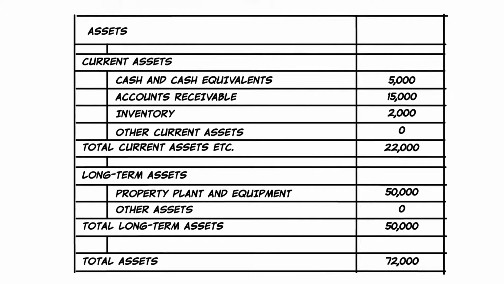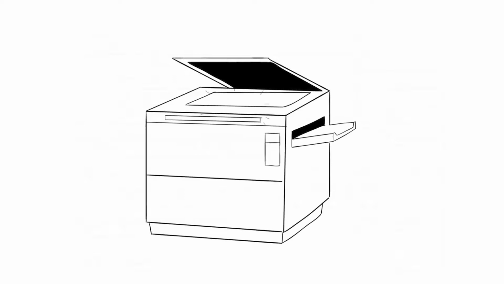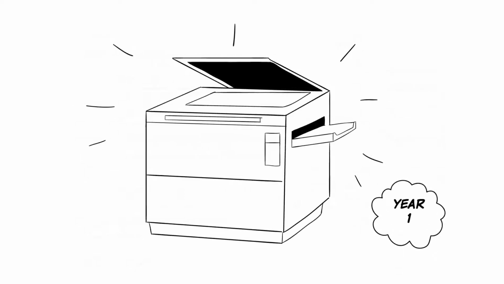Long-term assets are items that take longer to liquidate and turn into cash. As a rule, assets are usually considered long-term if they are held for more than a year. Examples include land, buildings, and machinery. Many long-term assets lose their value over time.